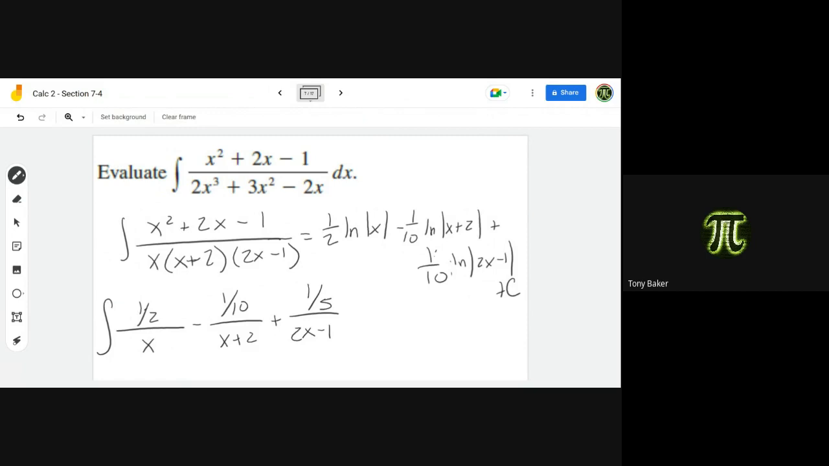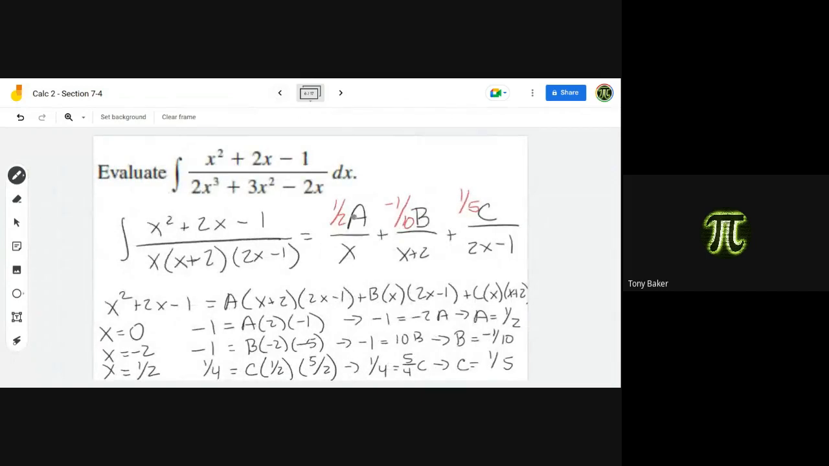I understand how the denominator became x times x plus 2 times 2x minus 1. Why does the numerator go to 1/2, 1/10, or 1/5? Because in essence, remember, if I was going to put this together, I would get A times x plus 2 times 2x minus 1, B times x times 2x minus 1, because I would just multiply by the ones that are on the bottom. So I'd multiply the A by these two to go backwards.